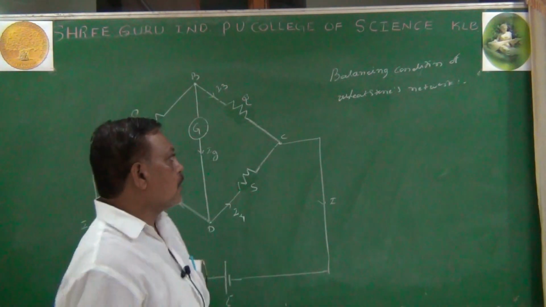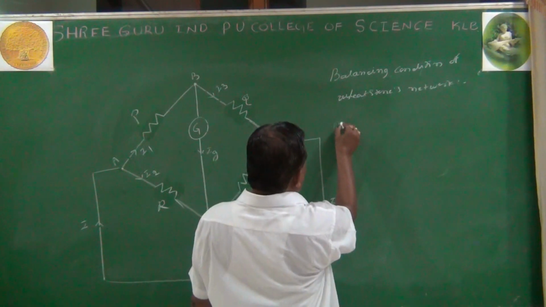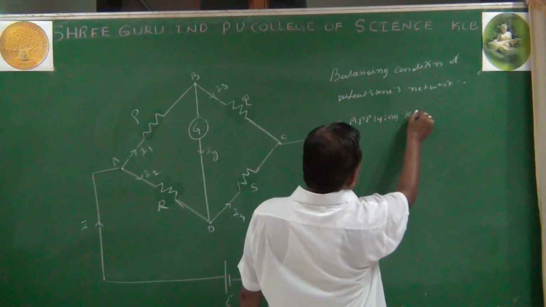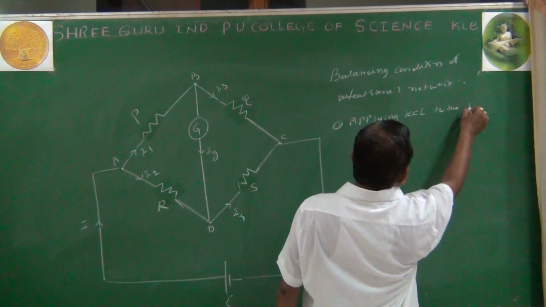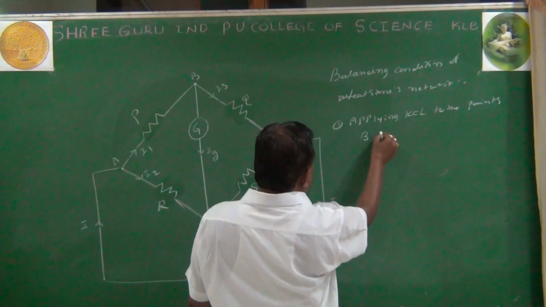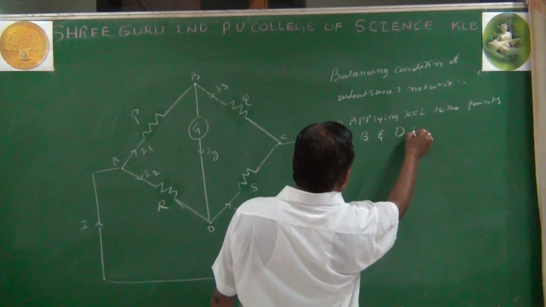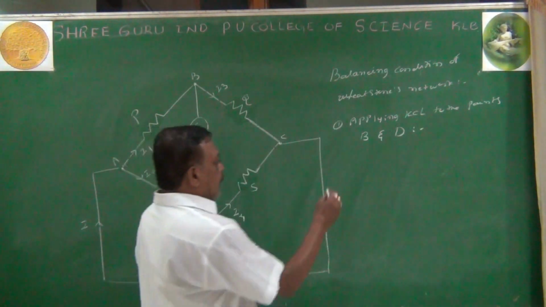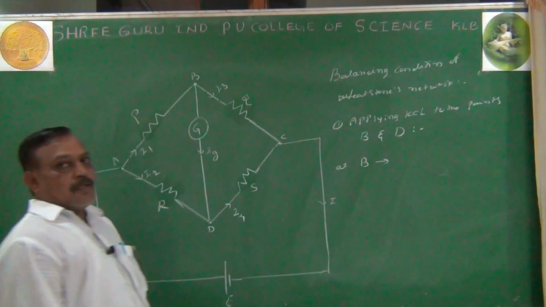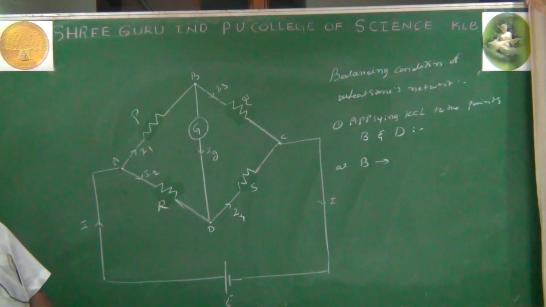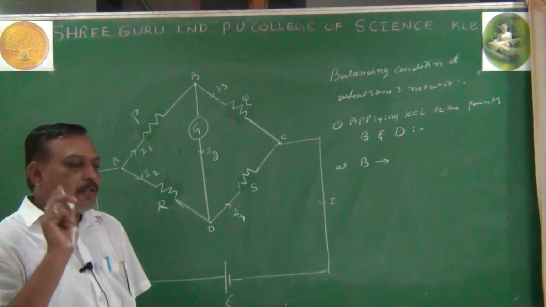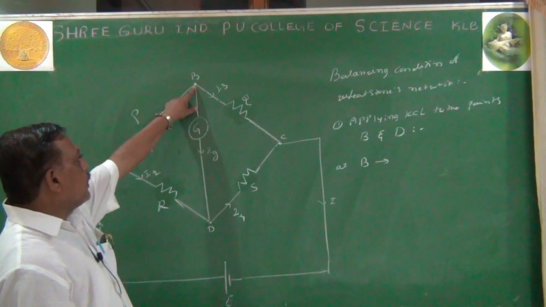What is that first hint? Applying KCL to the points. What are the galvanometer points? B and D. Then at B, first step. So what is the conclusion of the KCL? The sum of the incoming currents is equal to the sum of the outgoing currents, at a node or junction. Now this is the point where we are going to be applying KCL.